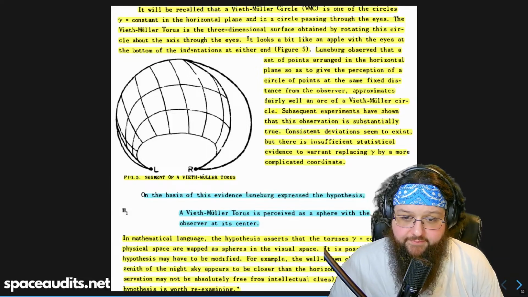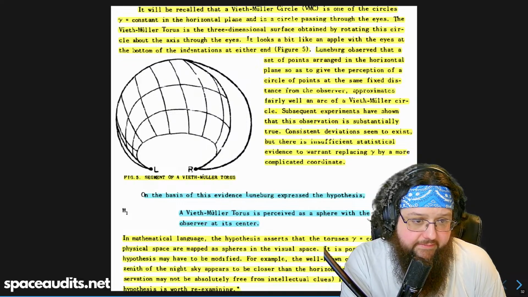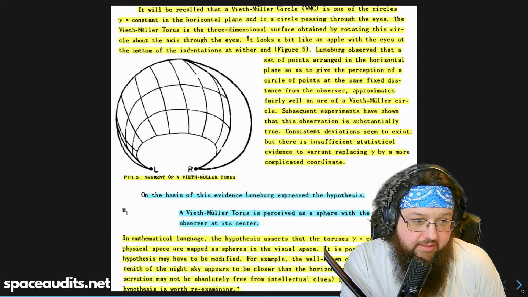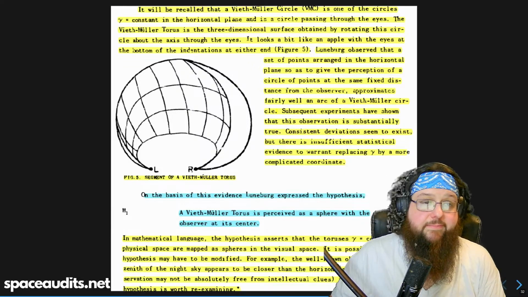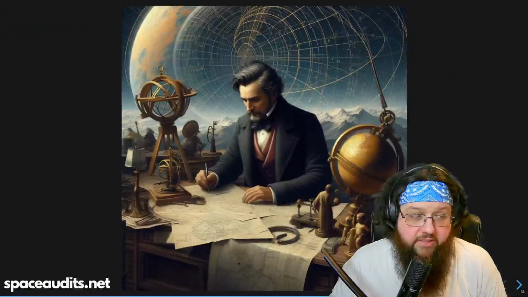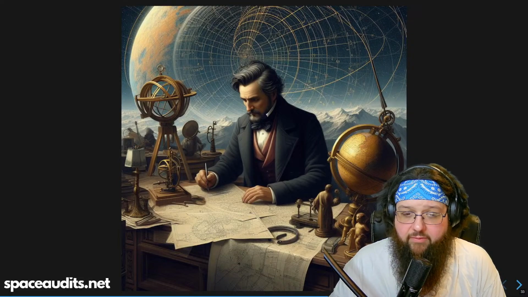Look, it says literally observed that a set of points are ranged horizontal and that this has been proved over and over again. Subsequent experiments have shown that this observation is substantially true. Not just regular true, substantially true. Yep. Let's see here. So this is Carl Friedrich Gauss, who was asked by his military. Oh no, I can't see that.